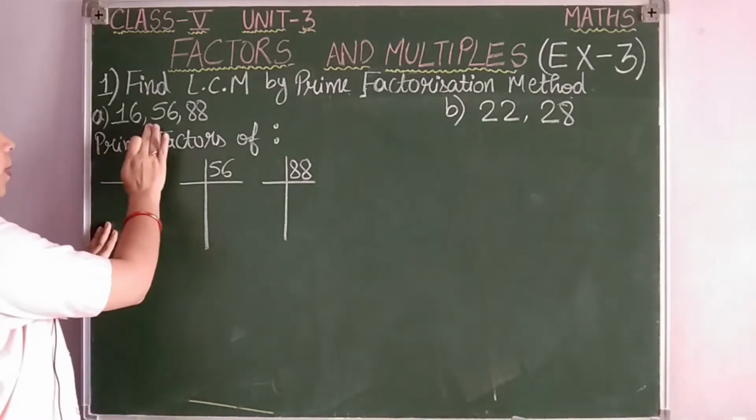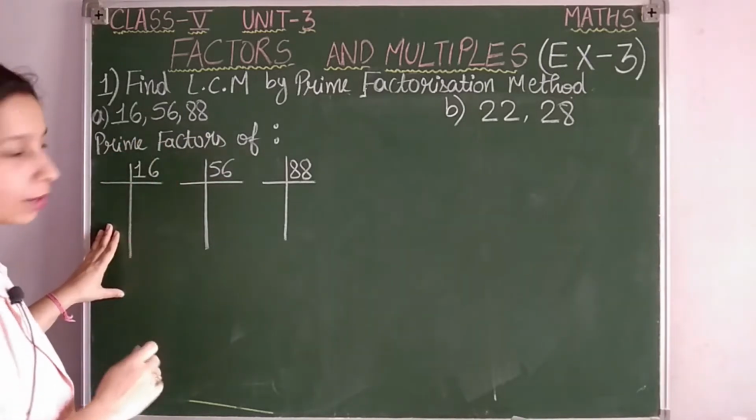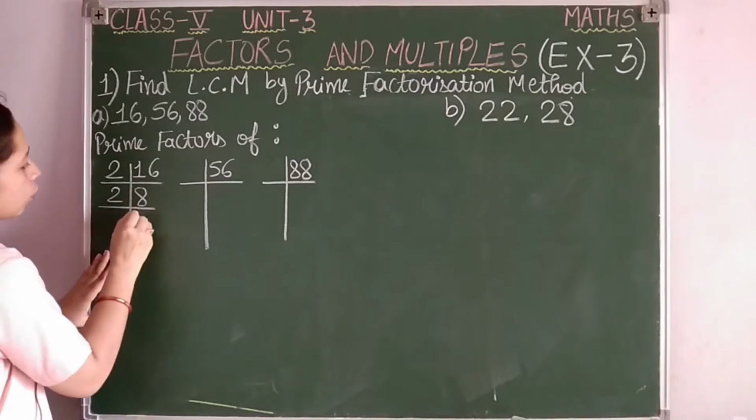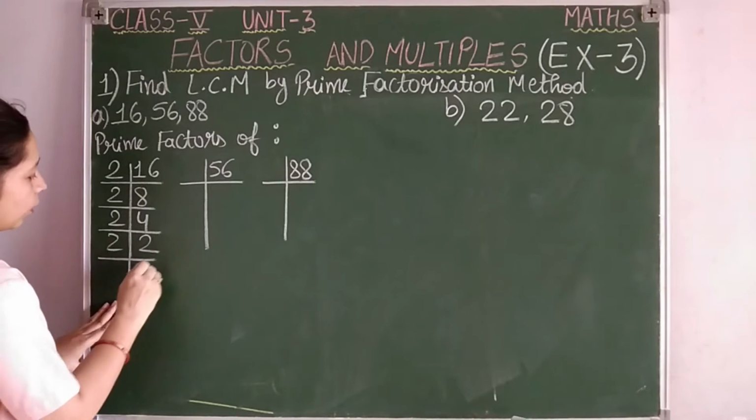So here three numbers are given. I have to find out the prime factors for each of the given numbers. So let us start students. 16. 2 8s are 16. Then 2 4s are 8. Then 2 2s are 4. Finally we will get 1.